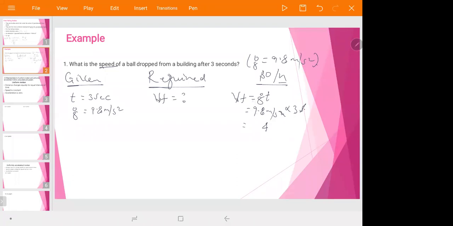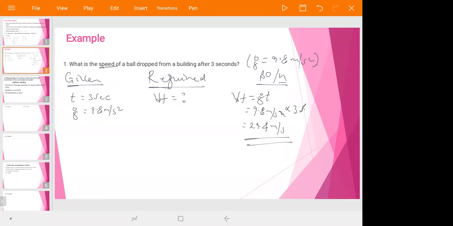2, 3 times 9, 27, 27 plus 2, 29, okay? 29.4 meter per second, okay? Meter per second, not meter per second square. Therefore, the speed of a ball dropped from a building after 3 seconds is 29.4 meter per second, okay?